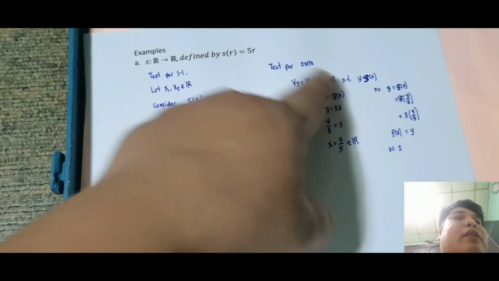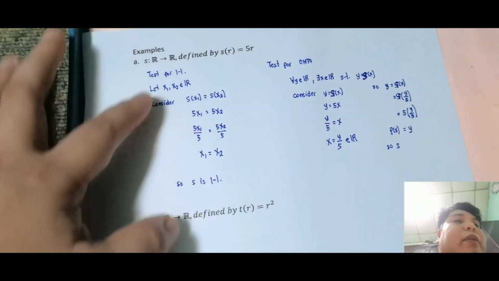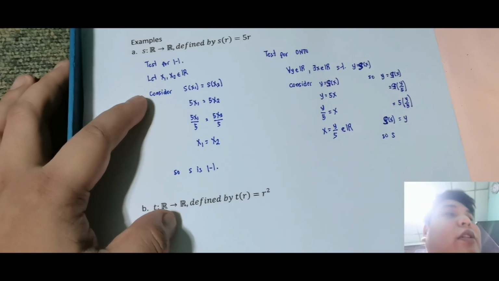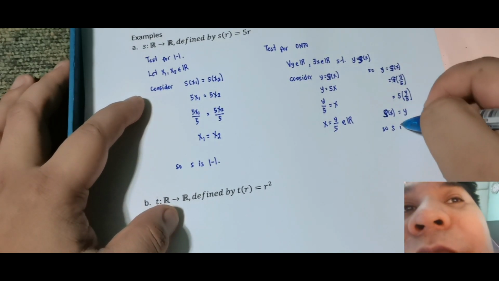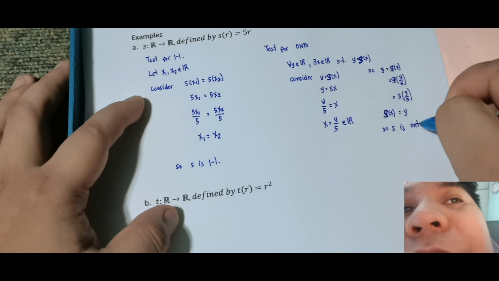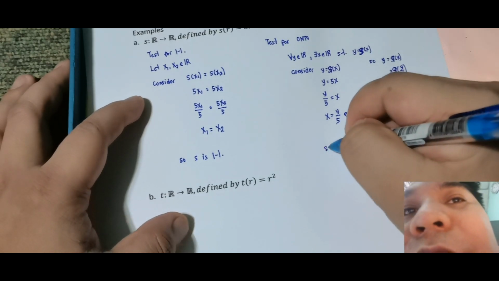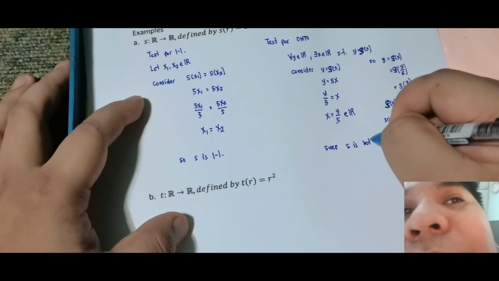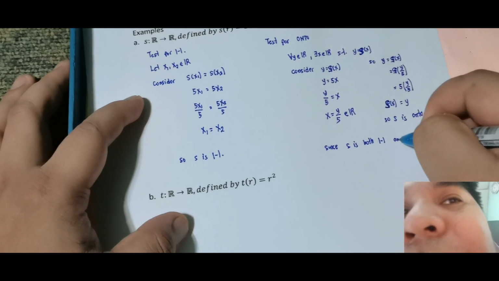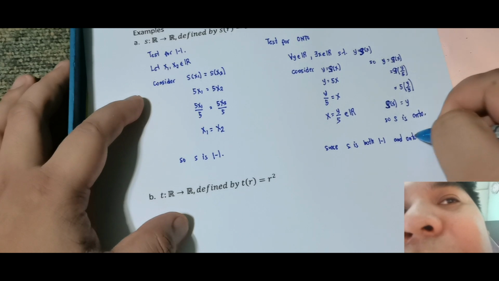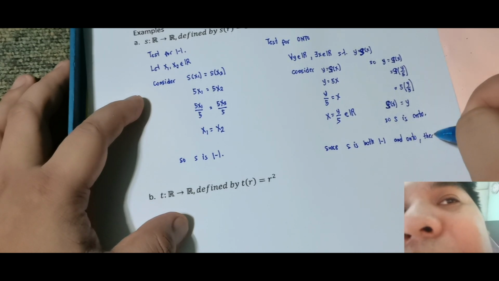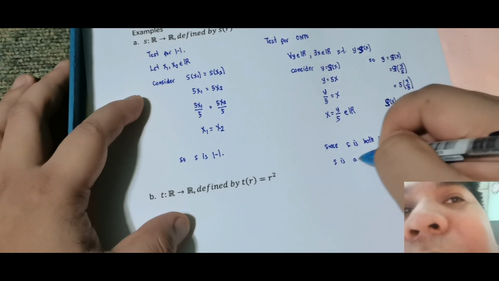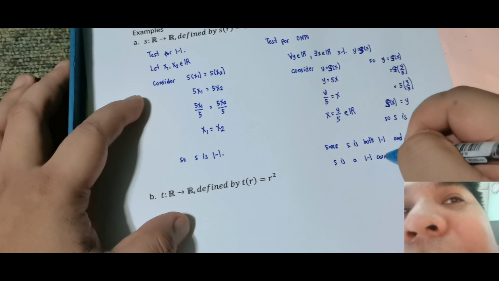Ayun pala, hindi ko nabantayan. Anong function yung ginamit ko? Yun yung letter na ginagamit. So s of x is equal to y. So s is onto. Okay? Since s is both 1 to 1 and onto, therefore s is a 1 to 1 correspondence.